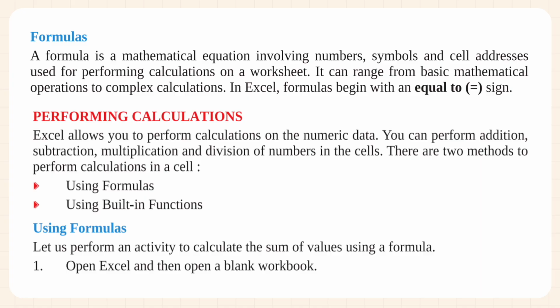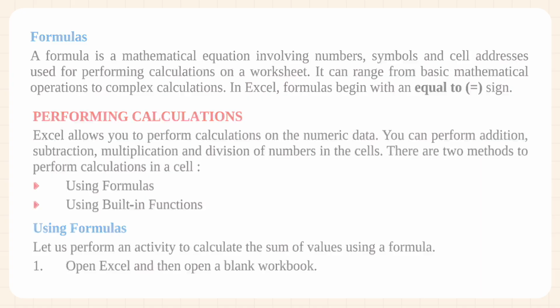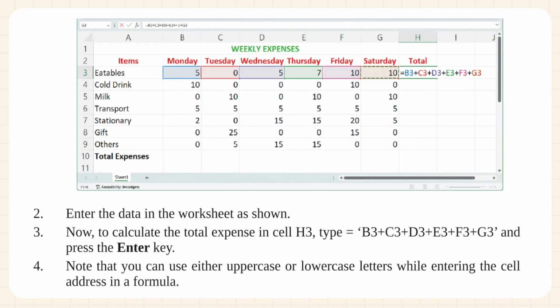Using formulas. Let us perform an activity to calculate the sum of values using a formula. 1. Open Excel and then open a blank workbook. 2. Enter the data in the worksheet as shown. 3. Now, to calculate the total expense in cell H3, type =B3+C3+D3+E3+F3+G3 and press the Enter key. 4. Note that you can use either uppercase or lowercase letters while entering the cell address in a formula.